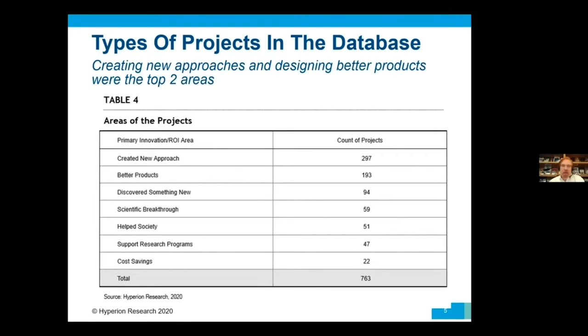Here are the different types of projects that are in the research database right now. You can see that creating a new approach, there's just under 300 of those. Creating better products, we're at 193, discovering something new. And the data structure is in Excel with a lot of pivot tables, so you can slice and dice all the data in all different ways.